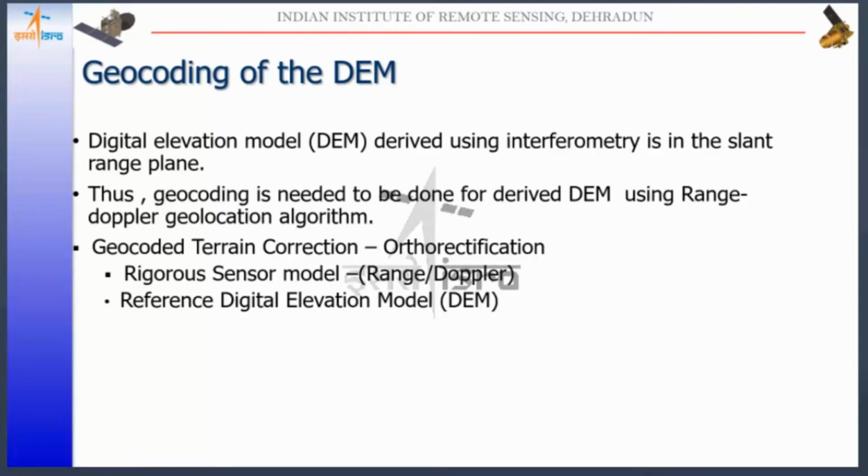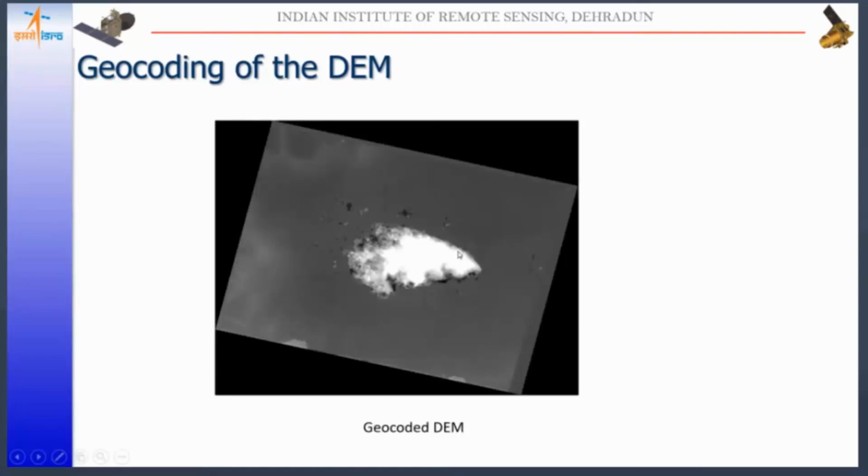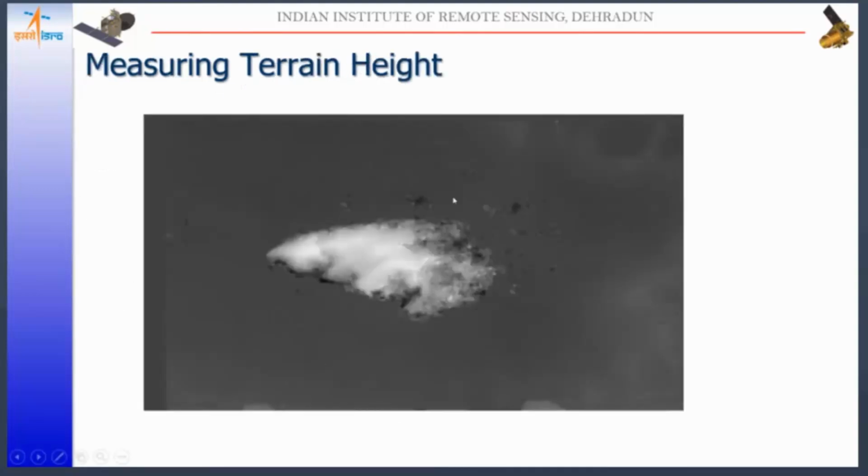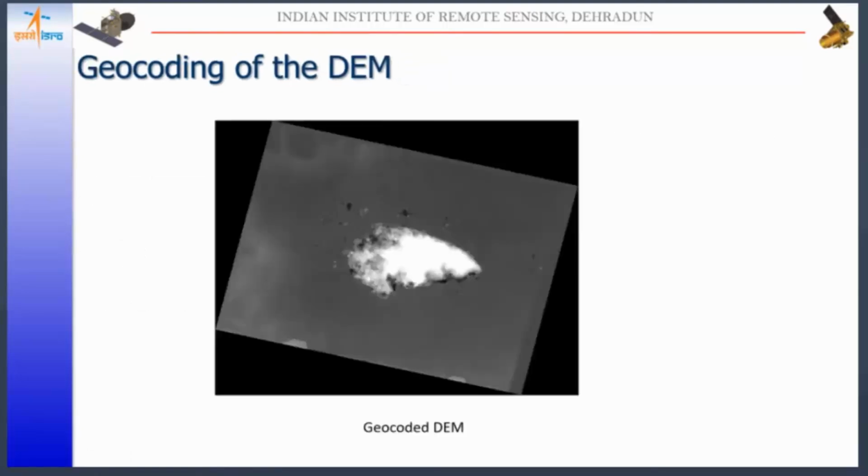So how will it look? Using that concept, we have geocoded the DEM. That is the geocoded terrain corrected product of the DEM, using the external DEM, which can be SRTM of 90 or 30 meter. So this DEM can be viewed in the map projection or in the earth geometry. We can transform our slant range DEM. Our slant range DEM looks like this, and after geocoding it will look like this. So this is called the geocoding of the DEM.